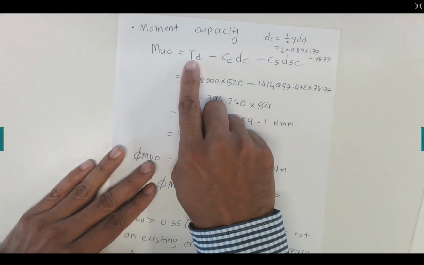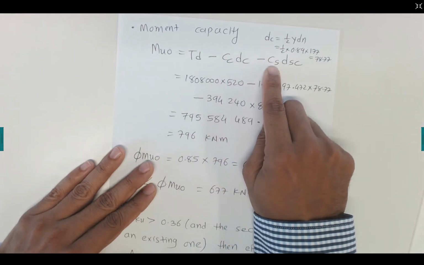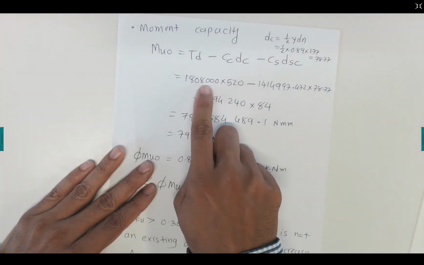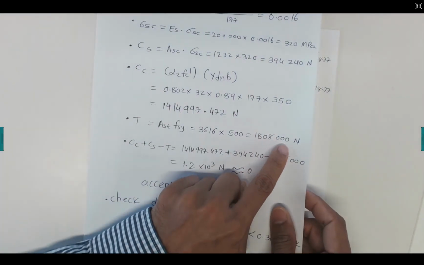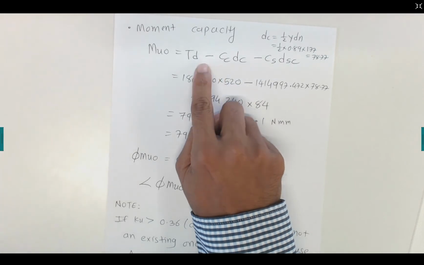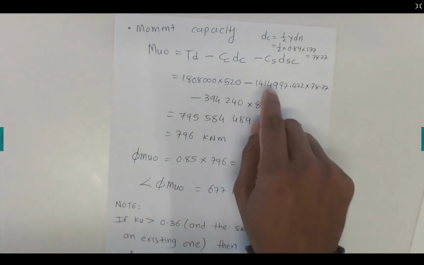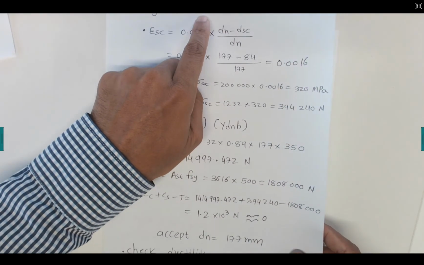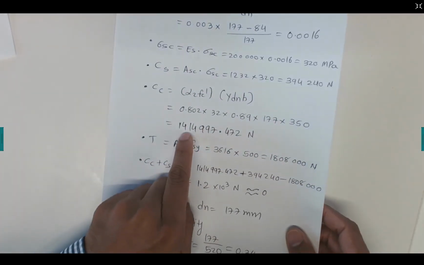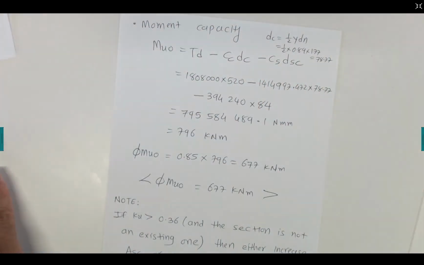That can be done by tension force times d, compression force in concrete times dc, and compression force in top reinforcement times dsc. We calculated T for 177 millimeters. We calculated T as 180800 newtons times d 520, d is 520 millimeters, times the compression force. Compression force for 177 millimeters is 1414997.47 and so on, times the dc value.